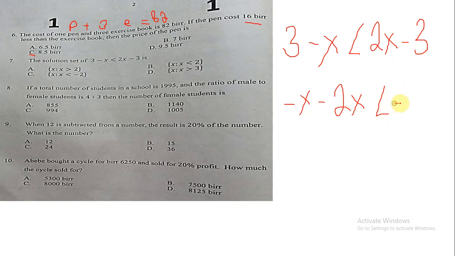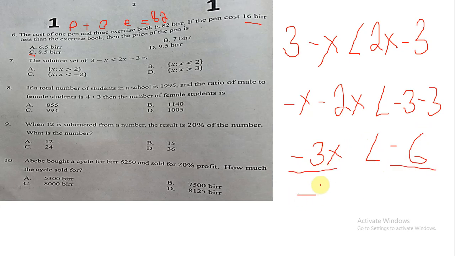Then here what we have, negative 3. And we here have also negative 3. So it will be negative 3x. And here we will have negative 6. Then divide both sides by negative 3.